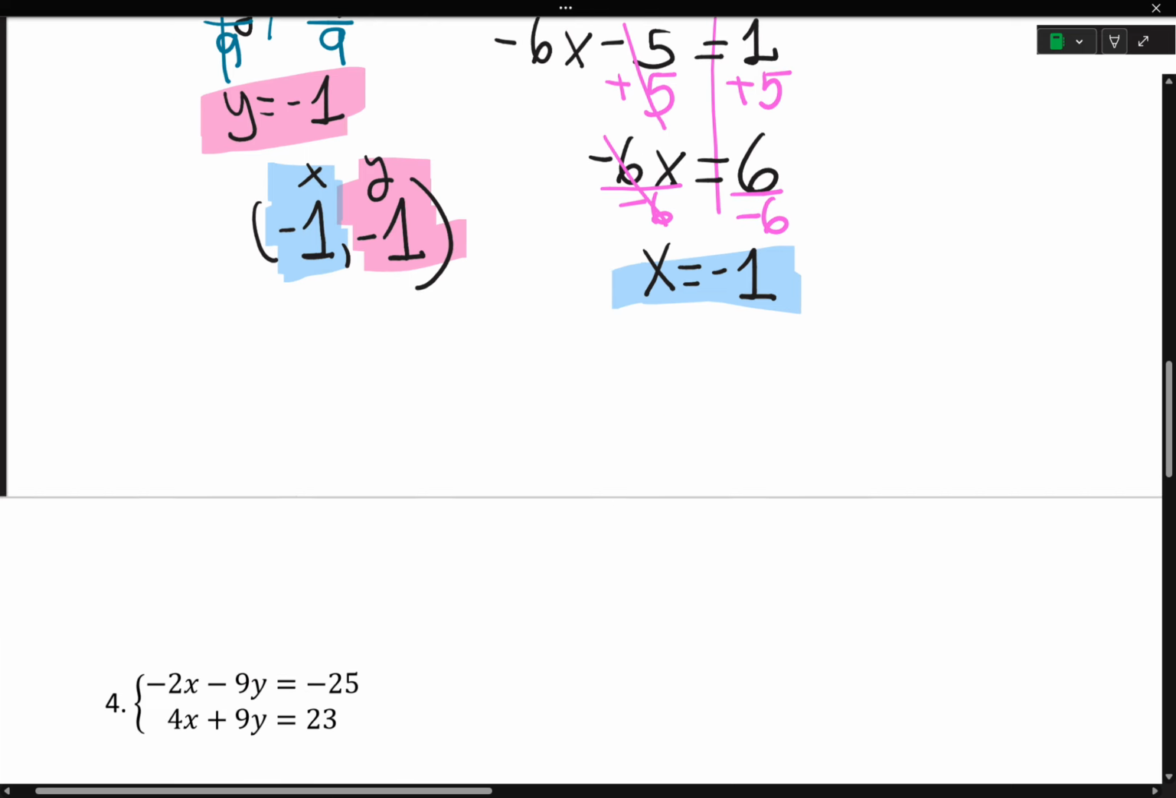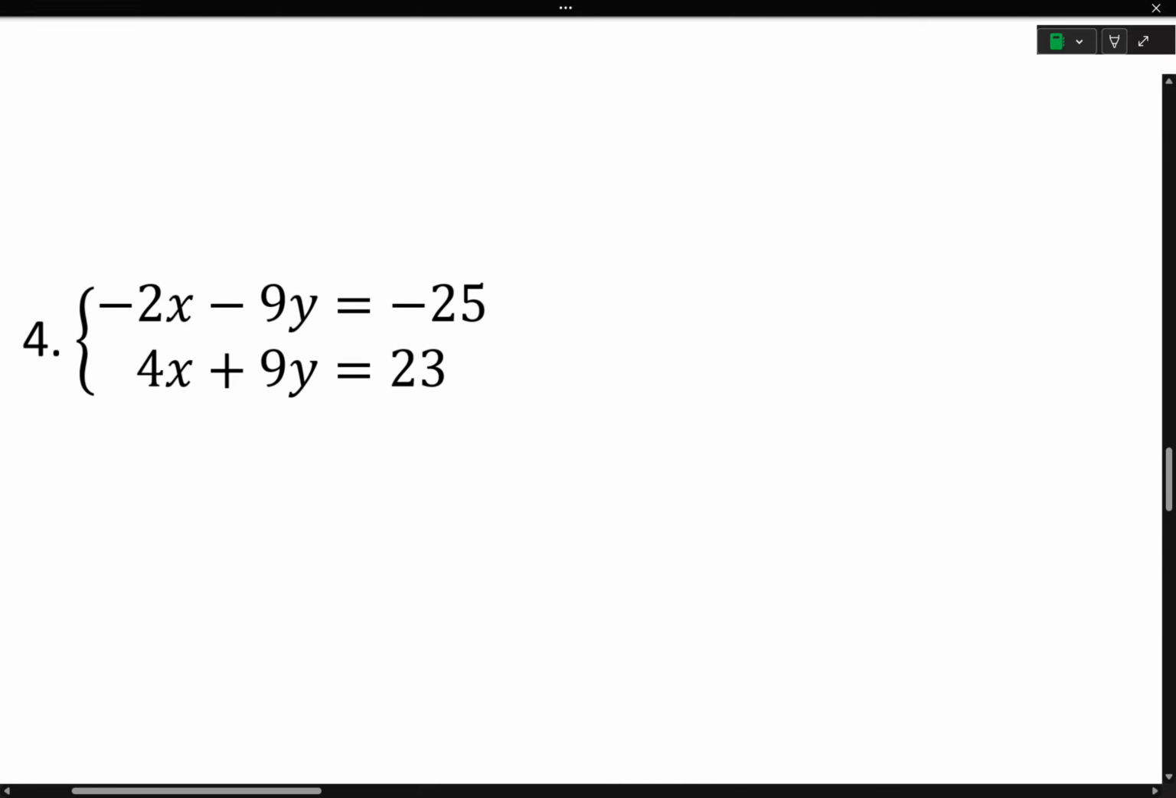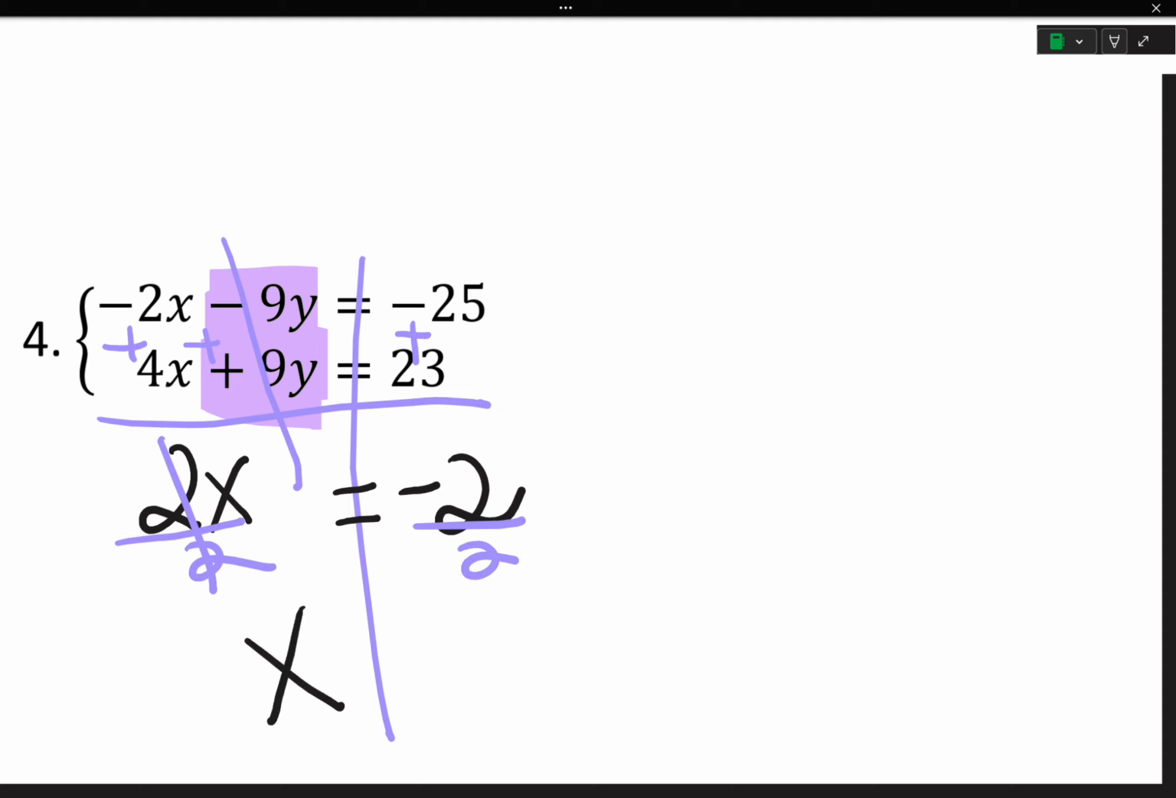Let's try another. How many do you have left to try? 2 more? Perfect. Let's do it. Okay, in number 4, do you see opposites? Hopefully you can tell that the y's are opposite this time. Let's add and find x. Negative 2x plus 4x is positive 2x. Negative 9y plus 9y is 0. And negative 25 plus 23 is negative 2. Let's divide. X equals negative 1. Awesome. That was so fast.